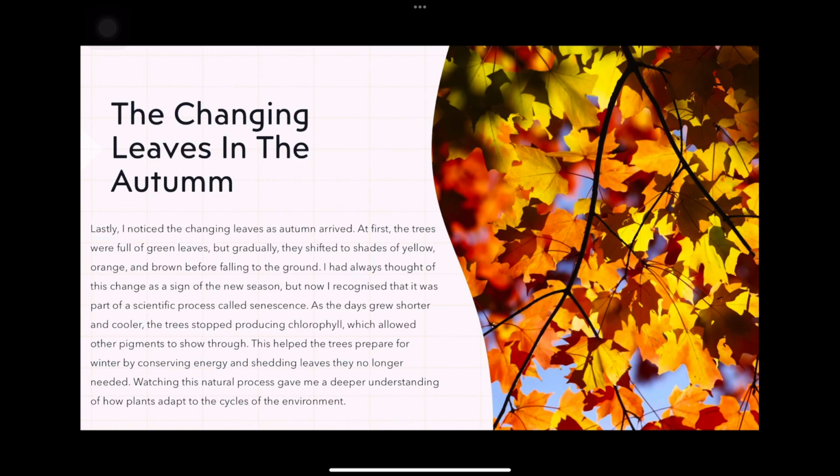The tree's green leaves slowly shift to yellow, orange, and brown before falling. I had always thought that was just the sign of the new season, but now I recognize that it is senescence, the scientific process where the trees stop producing chlorophyll, allowing other pigments to show through. It helps the trees prepare for the winter, conserving energy and shedding what they no longer need.